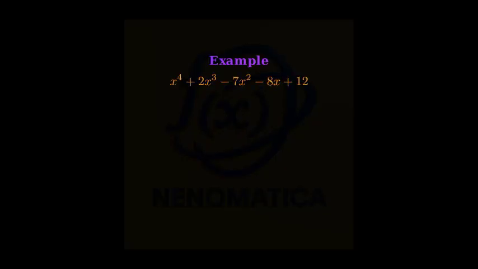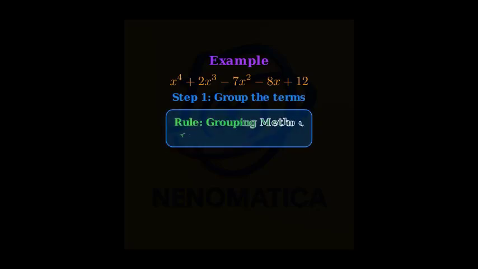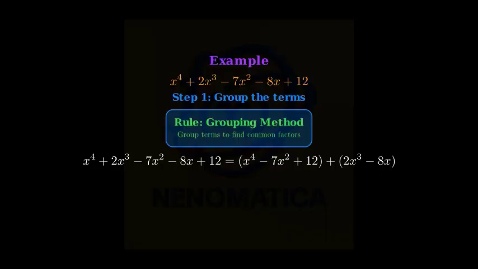We want to factor the polynomial x to the power of 4 plus 2x cubed minus 7x squared minus 8x plus 12. Step 1. Let's start by grouping the terms. We'll group the terms with even powers together and the terms with odd powers together.